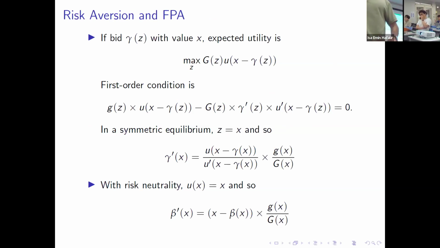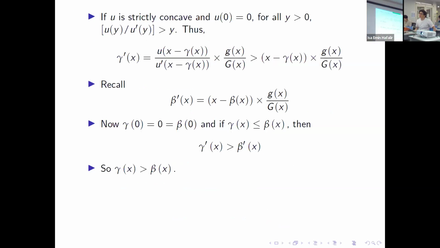So basically, the risk averse bid function will have a higher slope. It's going to be steeper than the risk neutral bid function, because at the end of the day, our main result is that with risk aversion in first price auctions, the equilibrium bids are going to be higher. Therefore, the risk averse bidders will have a higher expected payment, like expected selling price, compared to second price auction. So I'm going to argue that this is greater than this.